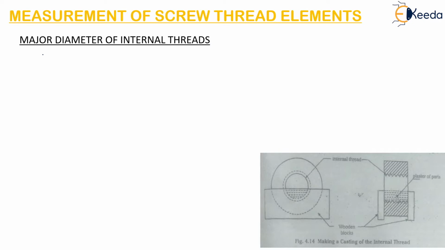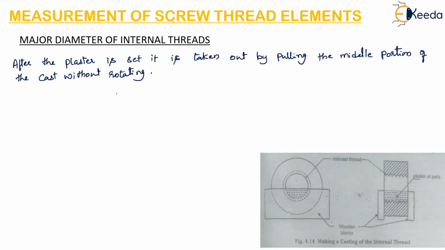So after the plaster is set, it is taken out by pulling the middle portion of the cast without rotating. If we rotate, the cast may get damaged. That is why it is taken out by pulling the middle portion of this cast. So the cast which we obtain from this method will result in a male counterpart of this internal thread.